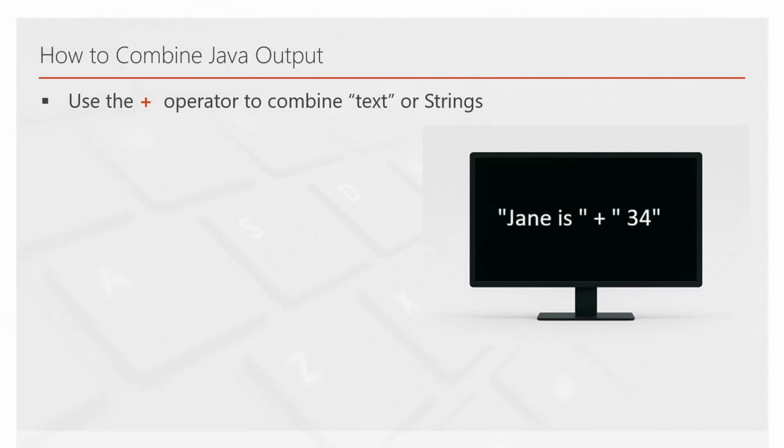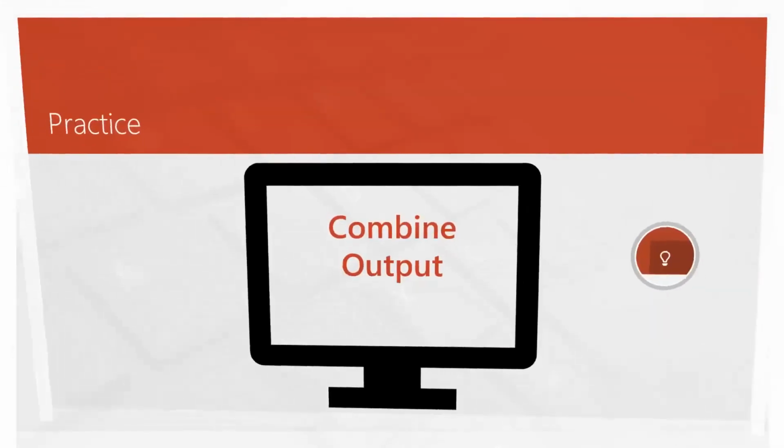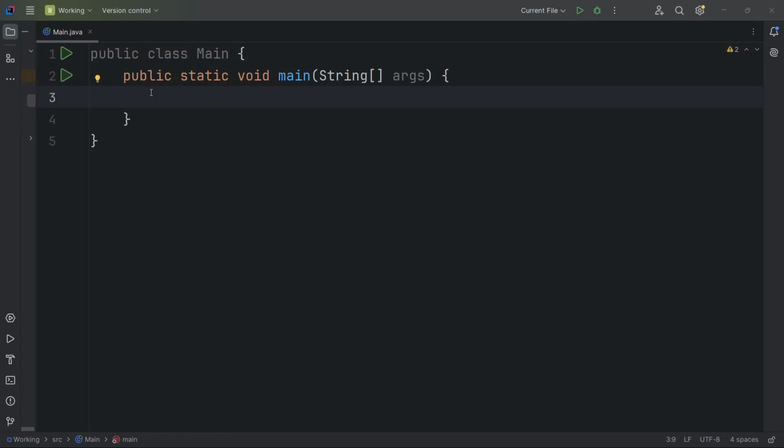You can combine output or strings using the plus operator. And for our coding practice, we will combine output. So let's come here and write a println statement. And in here, let's type John is, followed by a space. And right after the quote, you can hit space and then type the plus operator and hit space again. And let's combine this with a number. So I'll go for 35. So this will combine the string John is with the number 35.